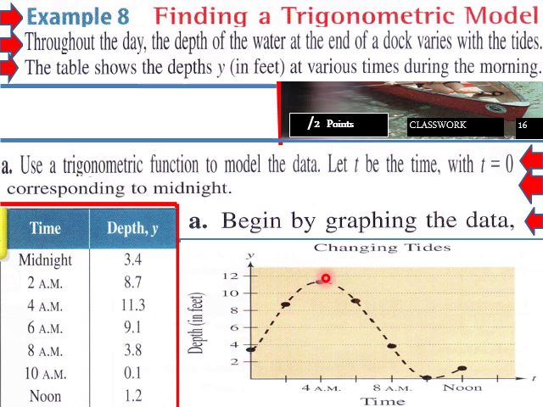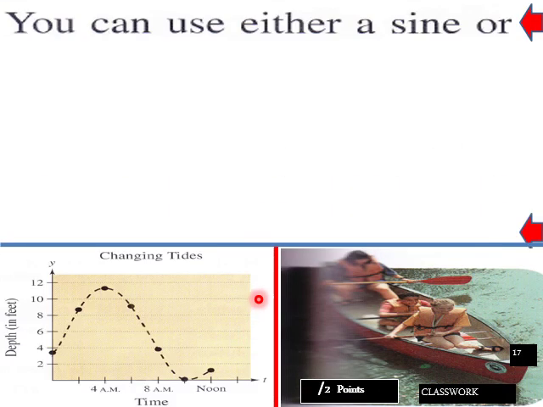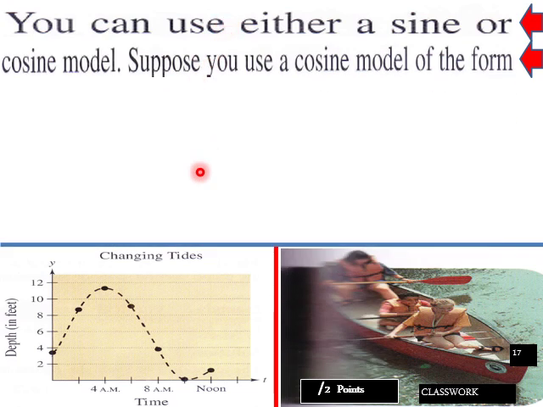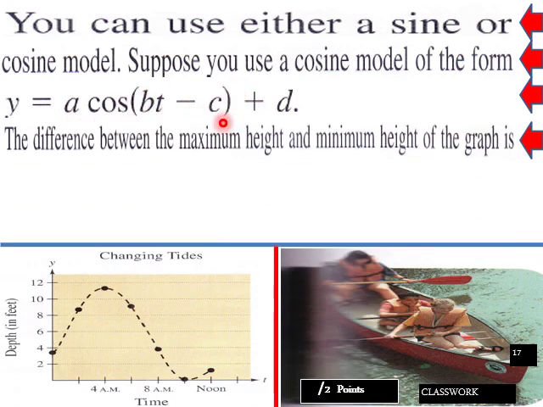So begin by graphing the data. So here is a graph here of the depth of water with time. And we sort of get kind of a trigonometric graph there going on. So you can use either a sine or cosine model. Suppose you use cosine. So we're going to try cosine here. y would equal a cosine quantity bt minus c plus d.